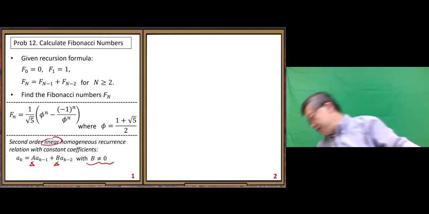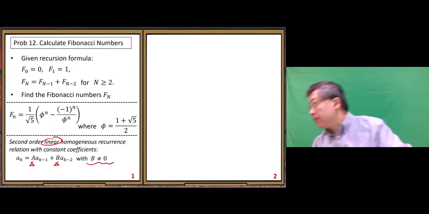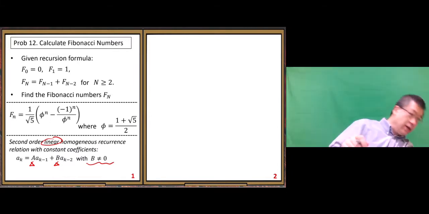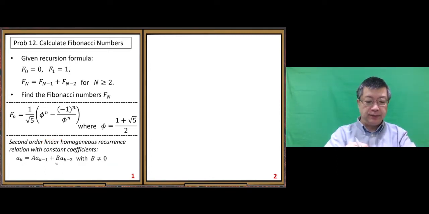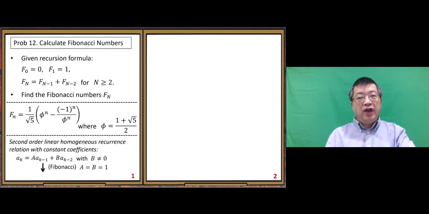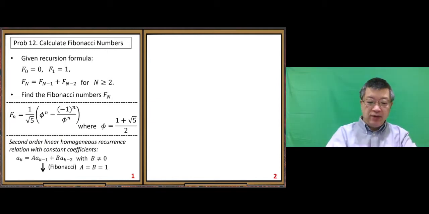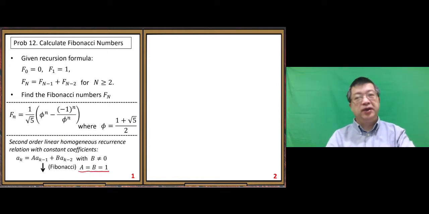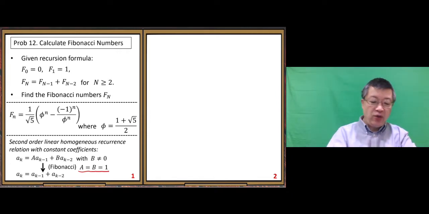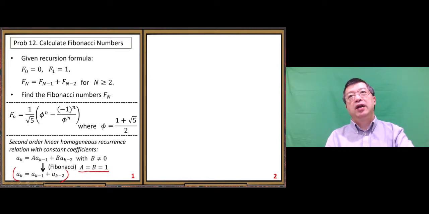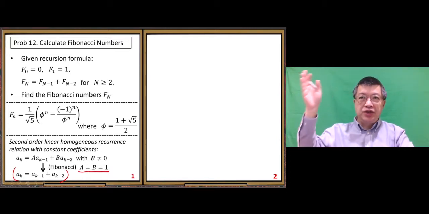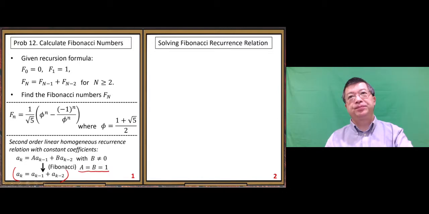Now, let us solve this problem. For the Fibonacci problem, it is just a special case, A and B both equal to 1. So we simplify, and the equation is like this. Very simple. Now, let's try to solve it.